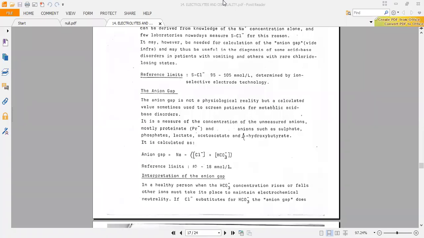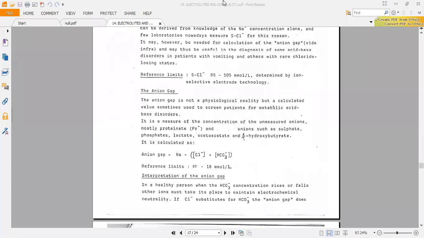So what we are going to do is, when we get the concentration of sodium, we add the concentration of the anions, which in this case we are using chloride and bicarbonate. So we add the concentrations of chloride and bicarbonate together, then we subtract that from the concentration of sodium. The difference that we get is what is called the anion gap. But the assumption here is that sodium is the most abundant cation.